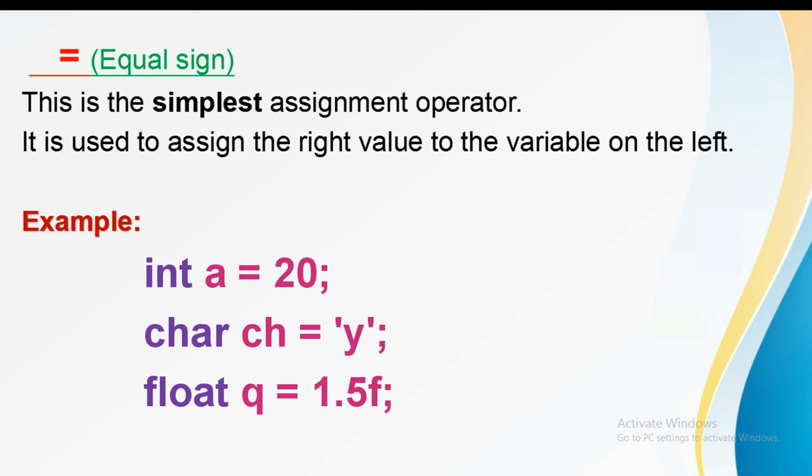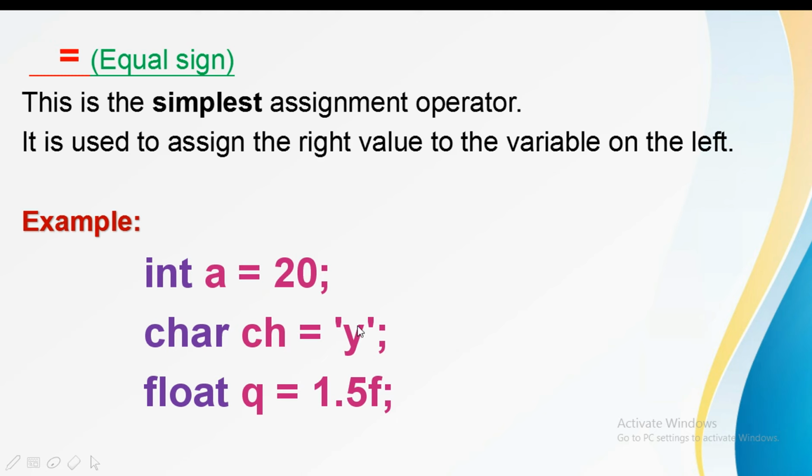Equal sign is the simplest assignment operator. Tunasema ni ile rahisi sana kwa sababu inatumia zile variable tuliongea juu yake. On your right you are assigning it to the variable on your left. Sawa. So the variable is A, then we have the value as 20. This one is the data type. Then here we have the value as Y, then we have the variable as CH. So this one is a character.